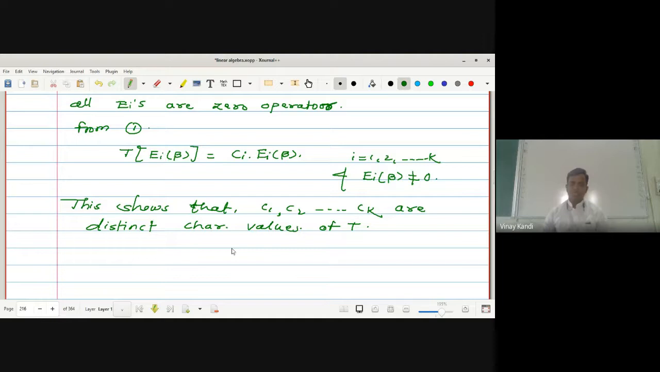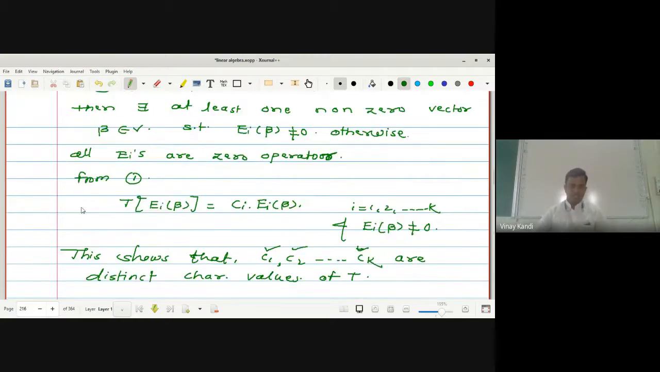Now we have to show that C1, C2, Ck are the only characteristic values of T. That means other than these, there does not exist any characteristic value. Here we proved that C1, C2 up to Ck are characteristic values of T. Now we have to show that these are the only ones. That means if C is any other characteristic value of T, then that C coincides with one of C1, C2 up to Ck. Is it correct? Yes, sir.